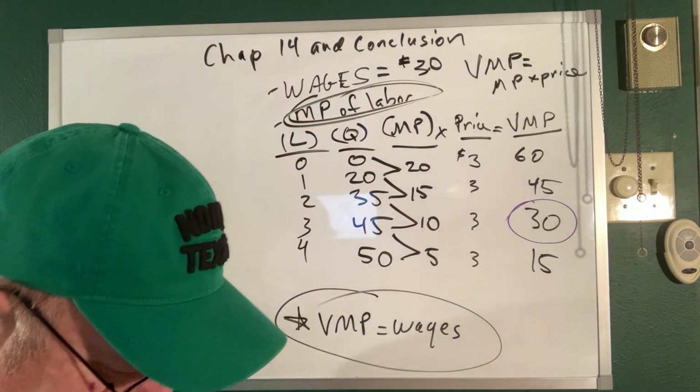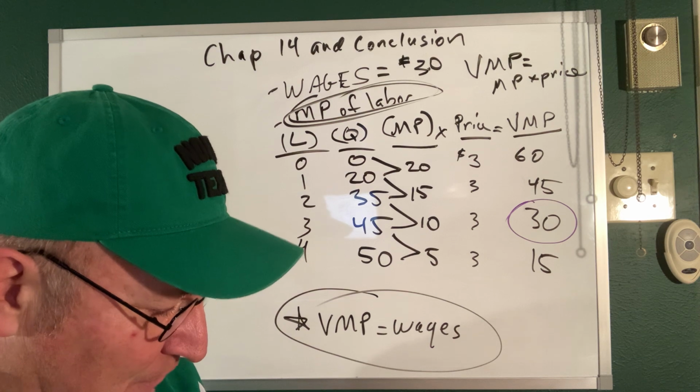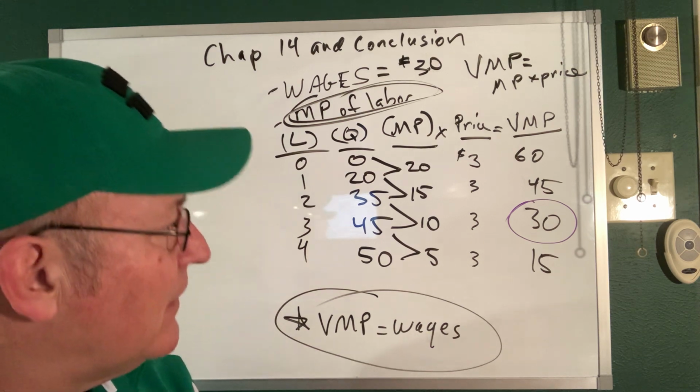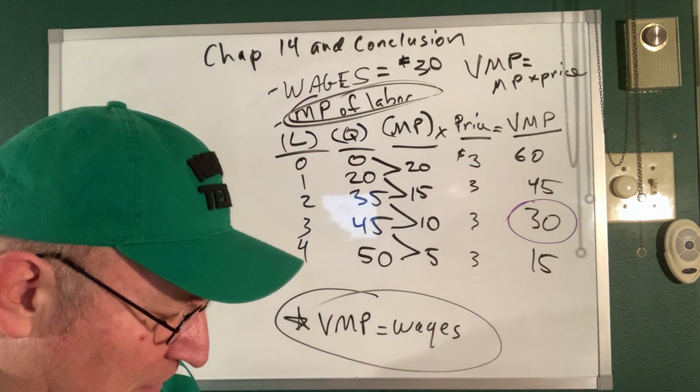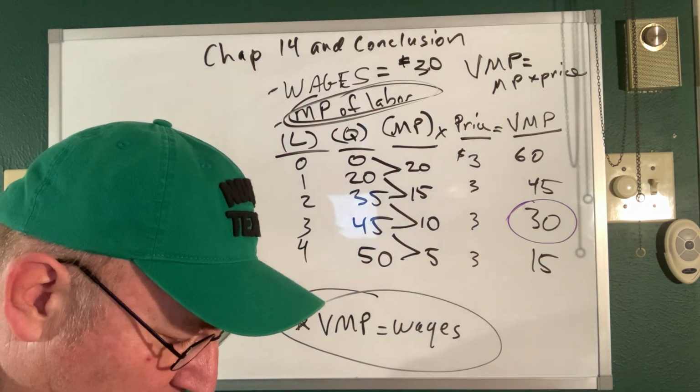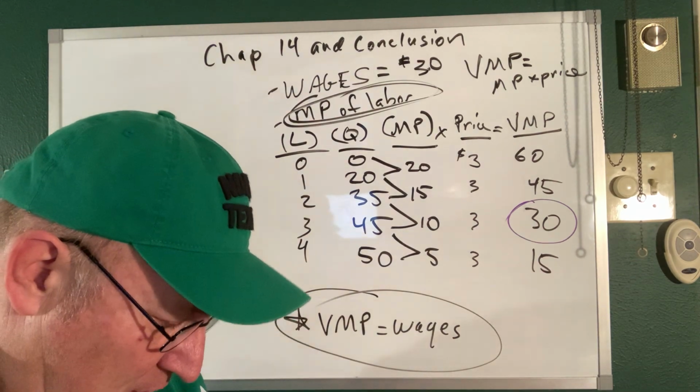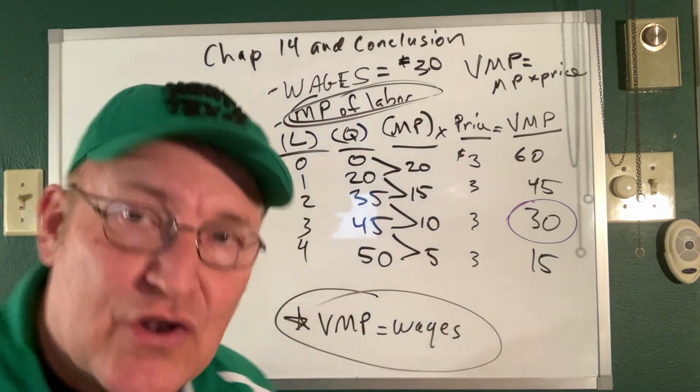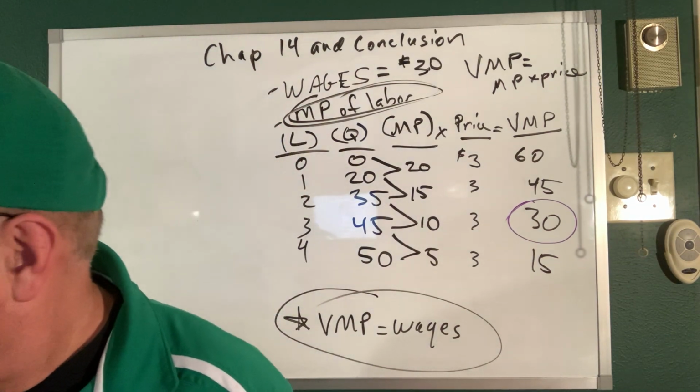So, I think that's it, right? We talked about derived demand, we talked very quickly about the labor market, wage rate, marginal product, and value of marginal product. That's all I want you to know for the labor market.